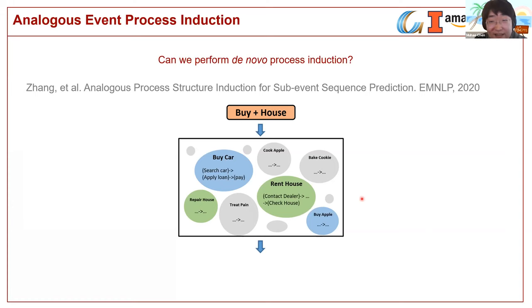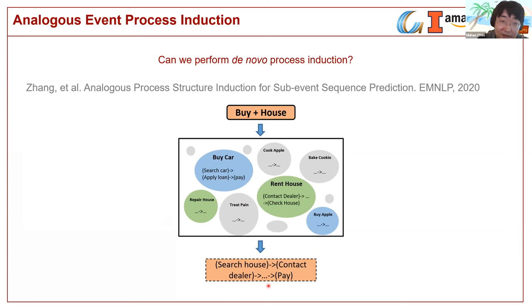Although one may already know how to buy a car or how to rent a house, then intuitively these relevant processes should contain lots of relevant steps. And based on those relevant steps, we may guess the necessary steps of buying a house even though we do not really have the real experience.